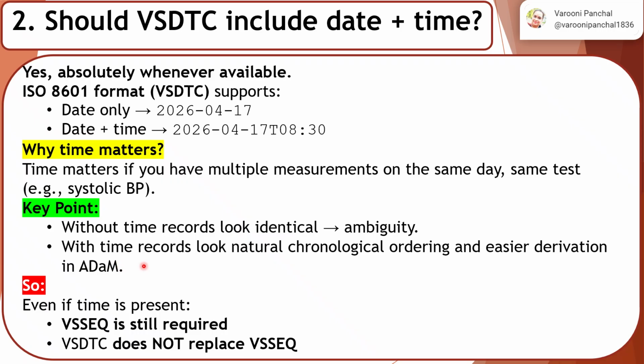Now, if you have the time, the data looks natural, chronologically ordered, and it is very easy to derive in ADaM whenever you use the time points like ADT or ADTM. So whatever time points you use while doing the analysis, it becomes quite easy to derive. Even if the time is present, VS sequence is still required and VSDTC does not replace VS sequence.